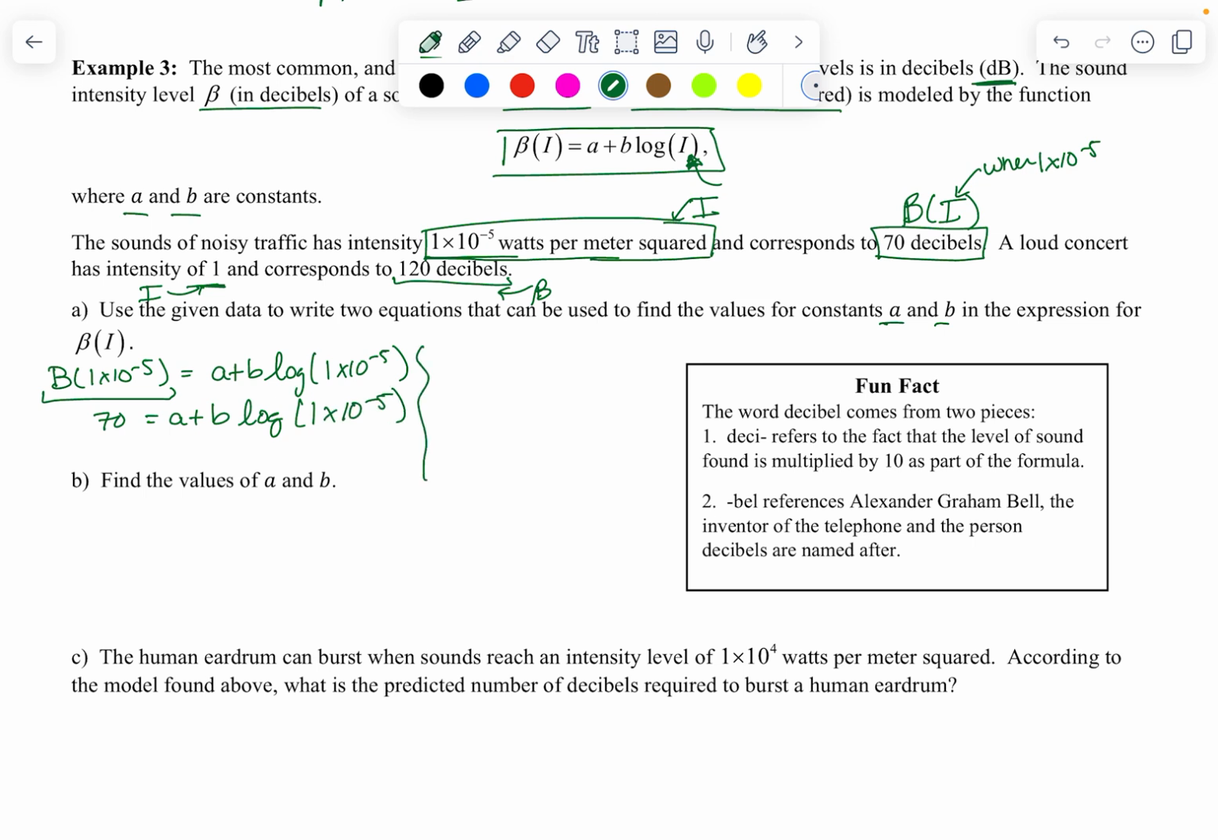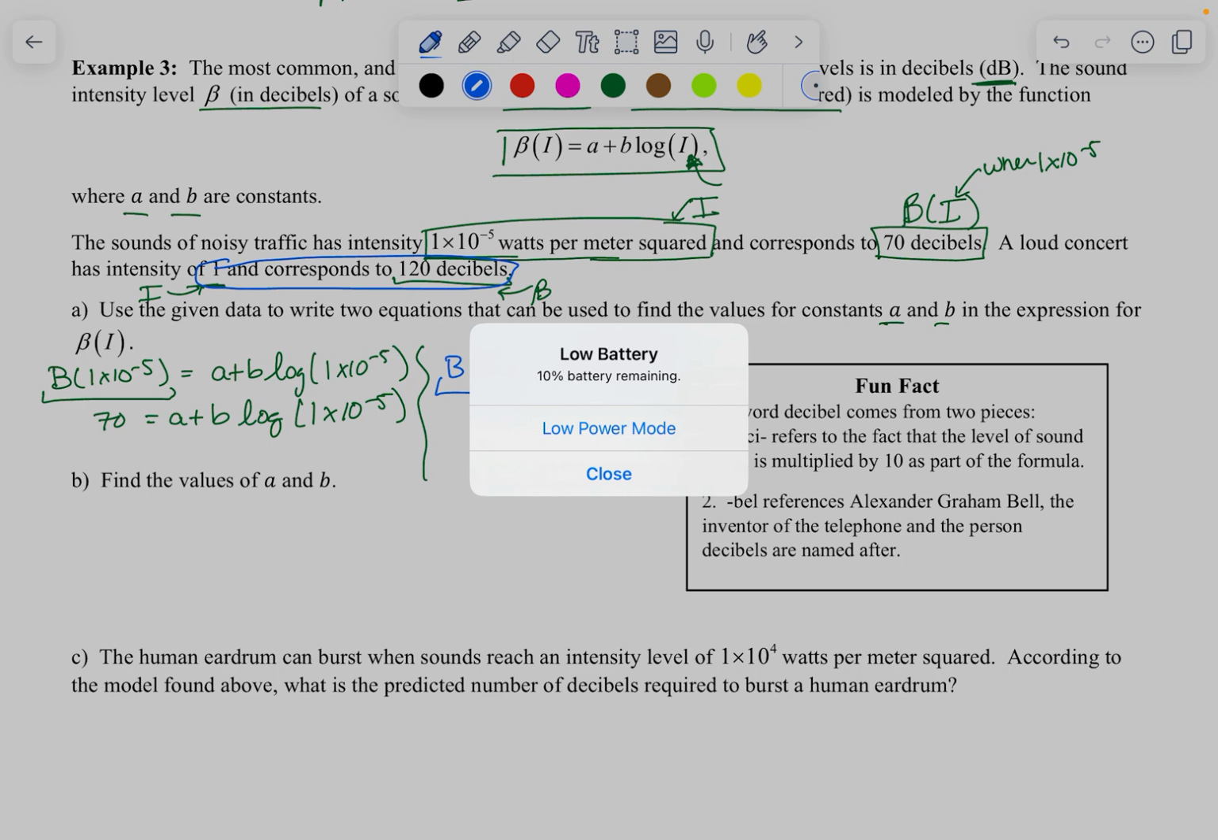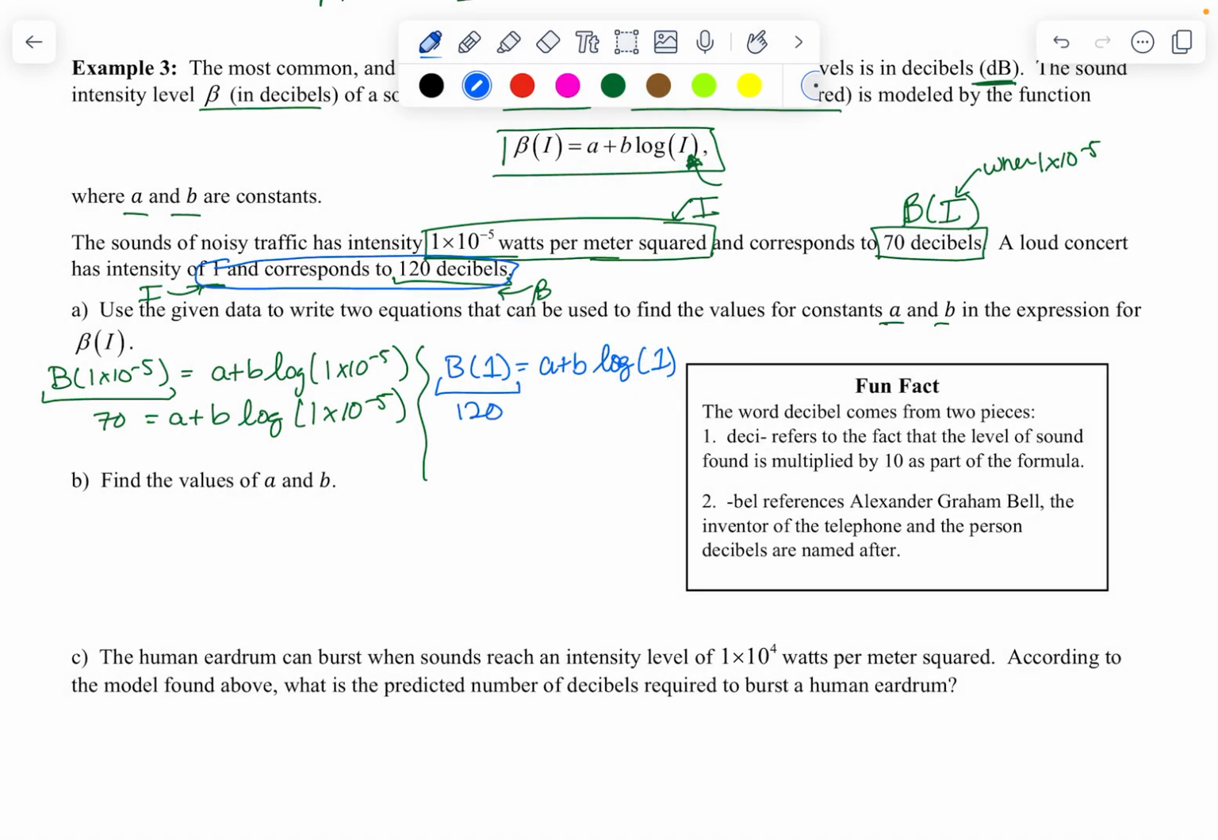And then the other information that we have goes with B of intensity 1 is equal to A plus B log of 1. And of course, B of 1, they are telling us, is 120. So these are the 2 equations that we're going to use to find the values of A and B.